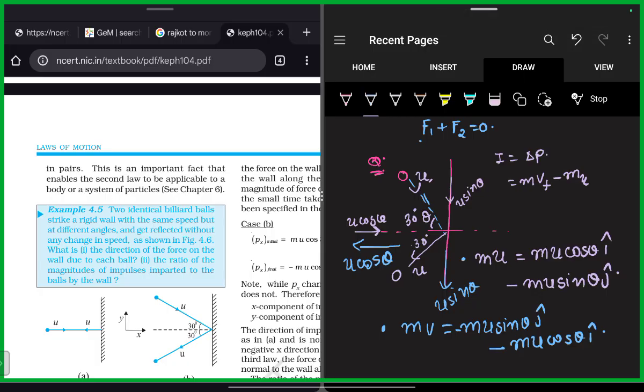Initial and final velocity are equal and the angles are also equal since they are getting reflected. That's why.